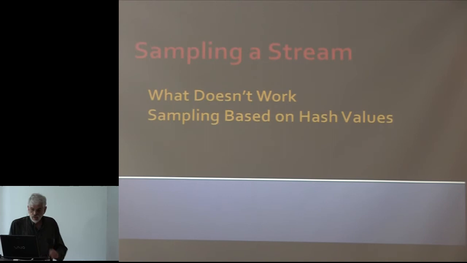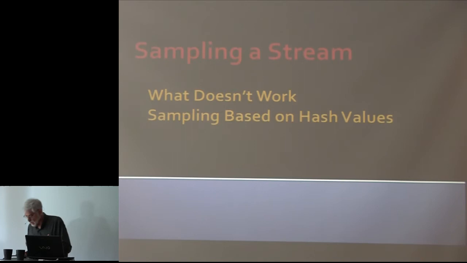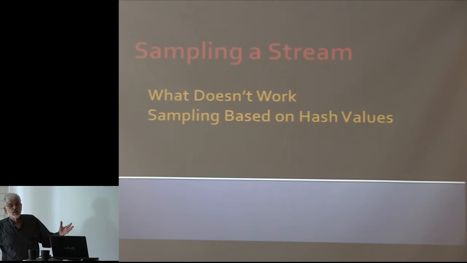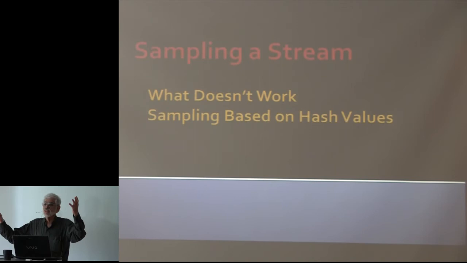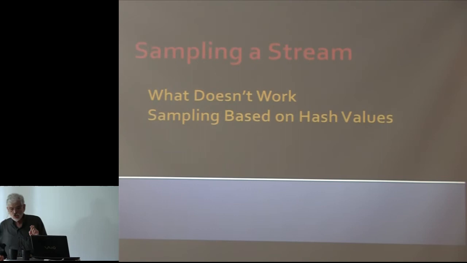Okay, moving right along here. I want to talk about sampling a stream. The idea is sometimes you can't afford to process an entire stream, but you'd like to answer a question by looking at only a sample of it. This is a very common problem, and it's also a problem in databases. You have some humongous set, and you could process the whole thing, but if you take a random sample, very often you can get the right answer. But what I want to show you is you've got to do it right.